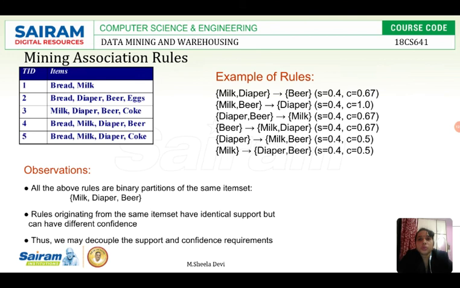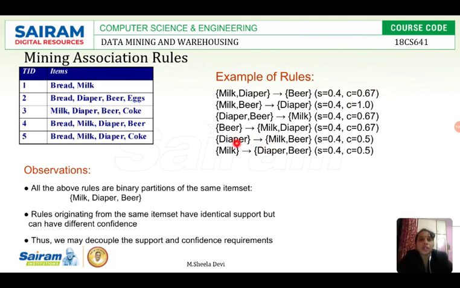So all the above rules are binary partitions of the same item set. Rules originating from the same item set have identical support but can have different confidence. Yes, see, they have identical support but different confidence. If they are originating from the same item set, they may have the same support, but they will not have the same confidence. That's what is said here.